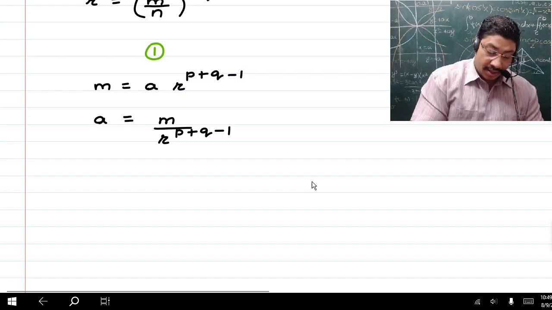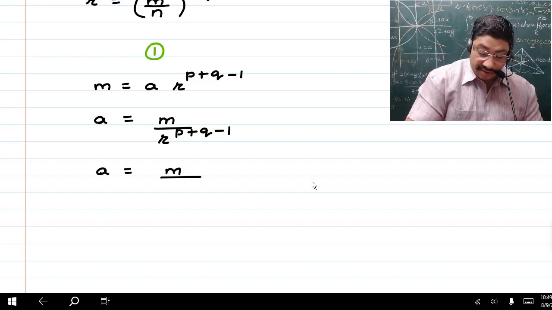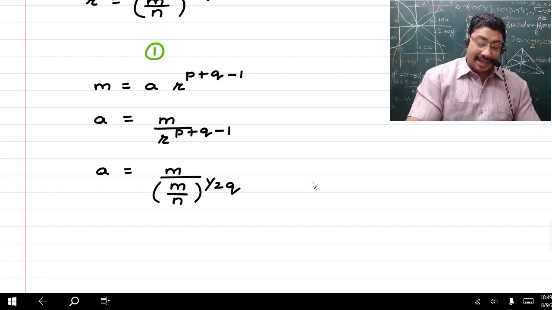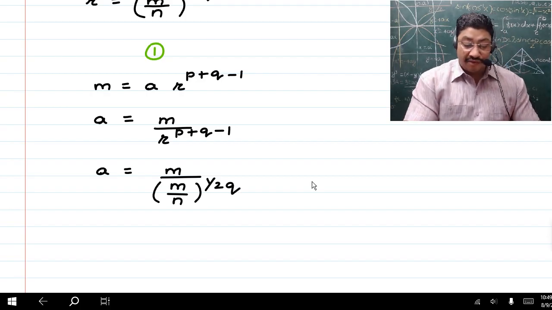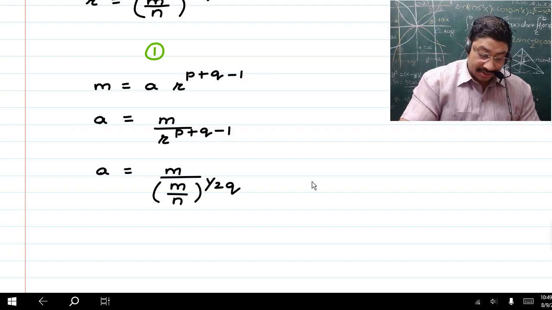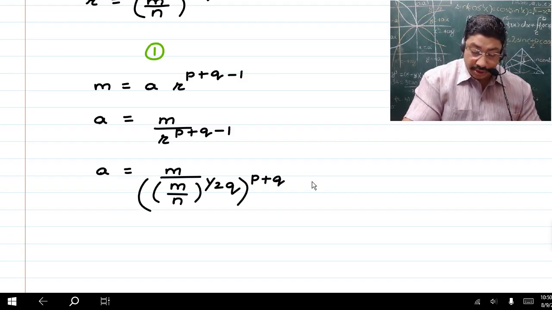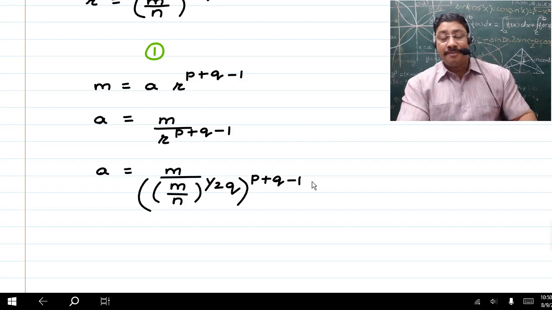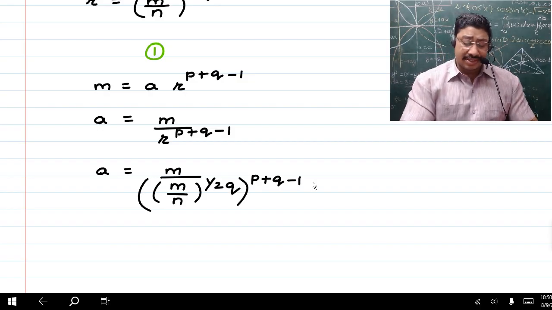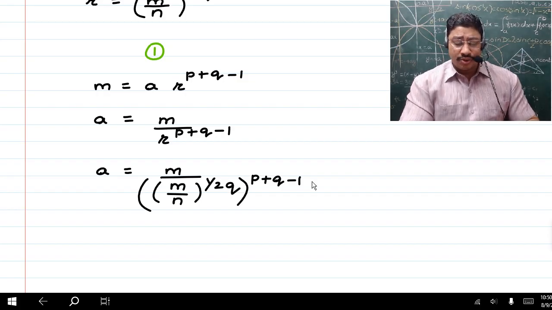So now we will have a equal to m, which is further divided by m divided by n whole raised to the power 1 upon 2q. And remember, the whole power of r was p plus q minus 1, so we will write the whole power to be p plus q minus 1. Now children, next what we have to do is, as we see that n is in the denominator of the denominator, it will come over to the numerator.